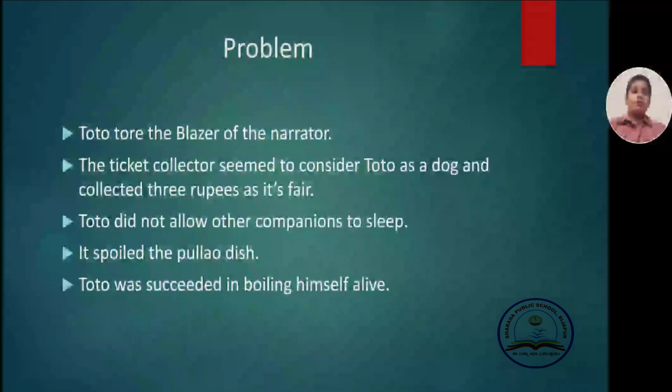The problems of the story are: Toto tore the blazer of the narrator. The ticket collector seemed to consider Toto as a dog and collected 3 rupees as its fare. Toto did not allow other companions to sleep. It spoiled the pulao dish. Toto succeeded in boiling himself alive.